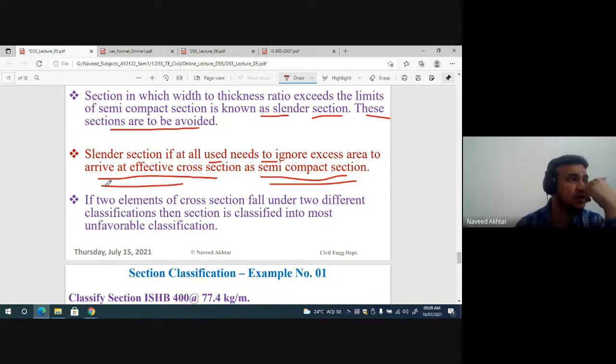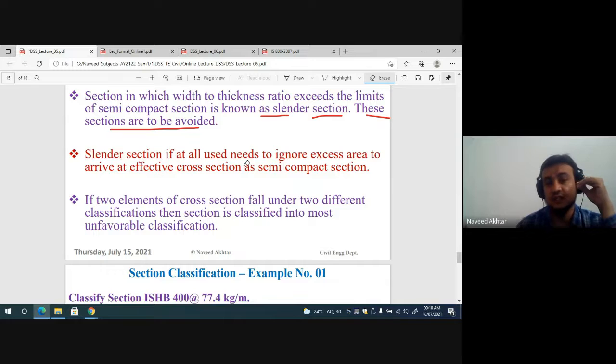तो अगर जब भी आपको सेक्शन यूज करना है, लेकिन सेक्शन आपका सेमी स्लेंडर है और उसको यूज करना है, तो at least you have to bring it to the semi-compact limit by cutting the flanges and web, or otherwise you will just only consider the effective cross section area for the semi-compact limit. If you do that, then that is okay, no issue. So you can use a slender section, but the area you should consider will not be more than the semi-compact limit, that is within the semi-compact limit.